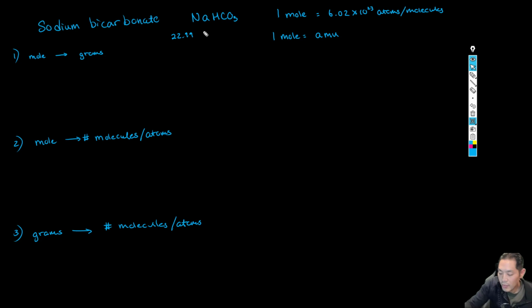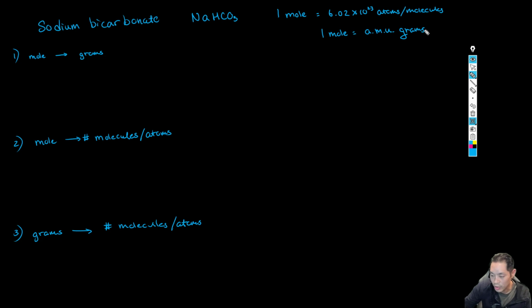22.99. Hydrogen is 1.01. Carbon is 12.01. And then oxygen, I should have done a different color. Actually, let me redo this. So let me just erase this, give myself more room. So again, 1 mole is equal to the AMU in grams, which is kind of weird, but I'll explain it.